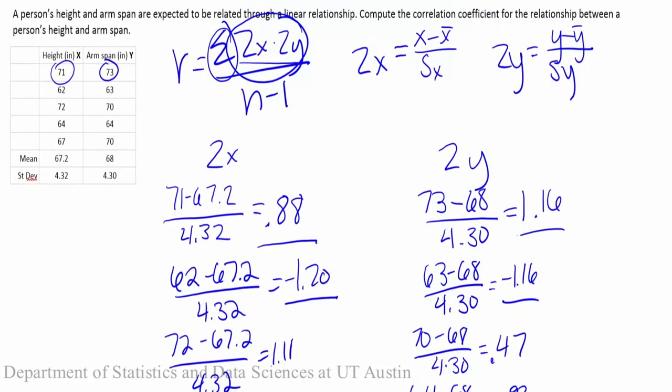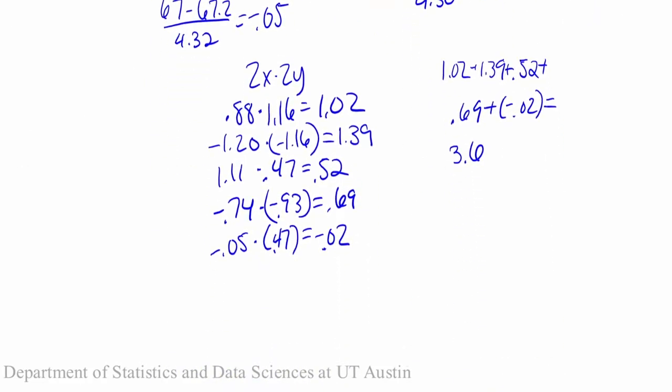Finally, we need to divide this value by n minus 1. Here, n is the number of rows in our data, which is 5. So 5 minus 1, which gives us a value of 0.9 for our correlation.